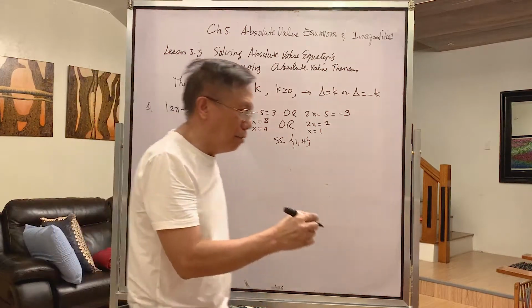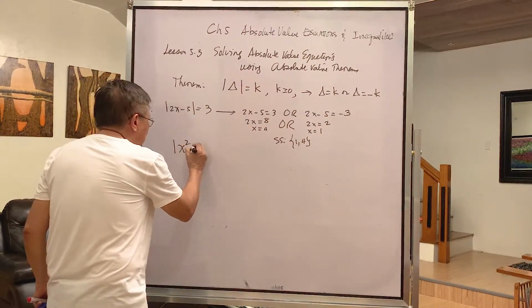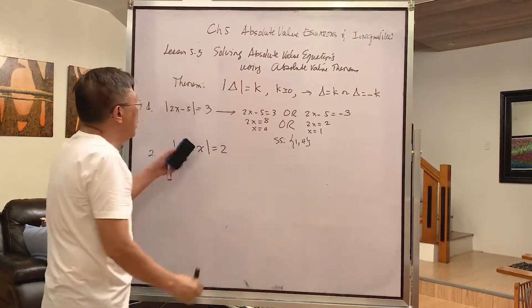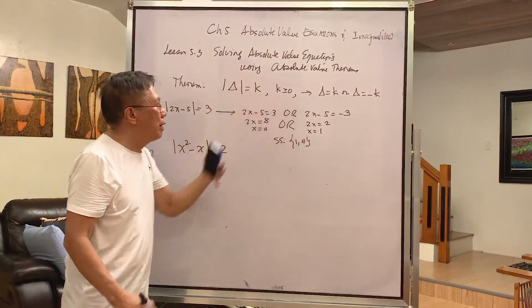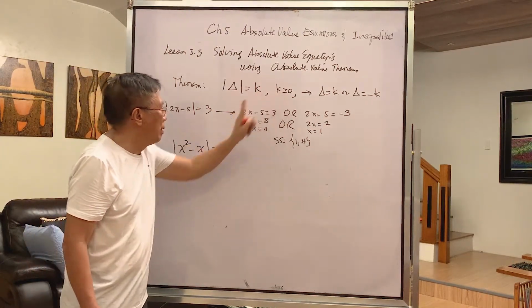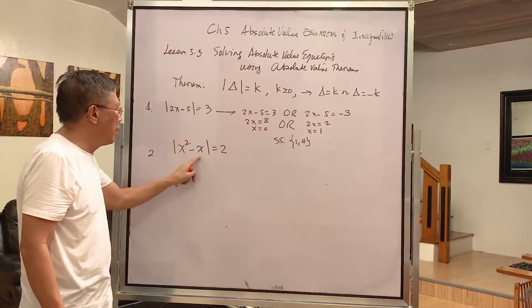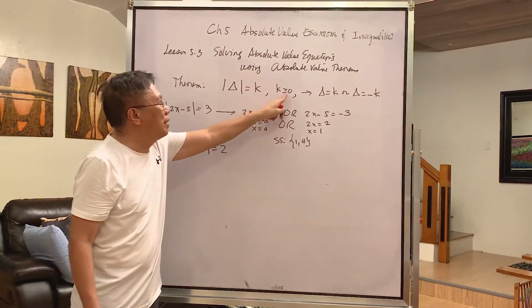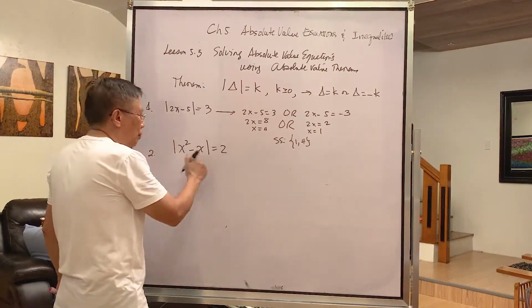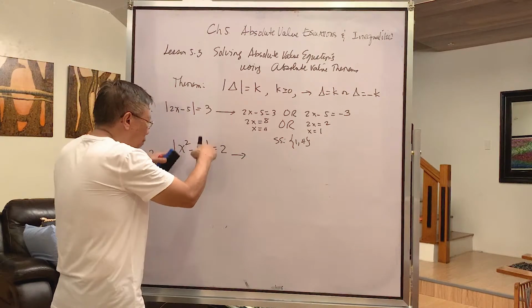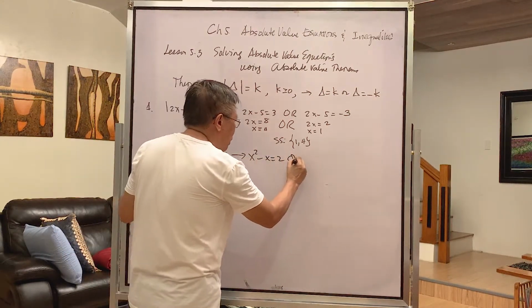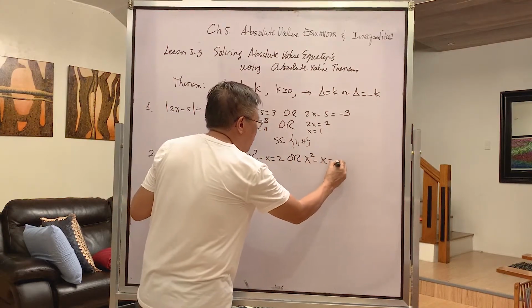Okay. Next example. This will be the absolute value of x squared minus x equals 2. Can this be solved by using this theorem? Yes, because this is positive and this is the triangle. We will not consider k equals 0 because it's trivial. So, the absolute value of x squared minus x equals 2 means x squared minus x equals 2 or x squared minus x equals negative 2.